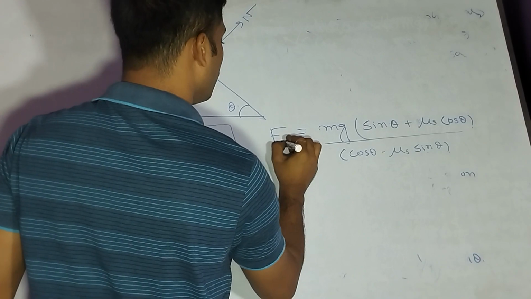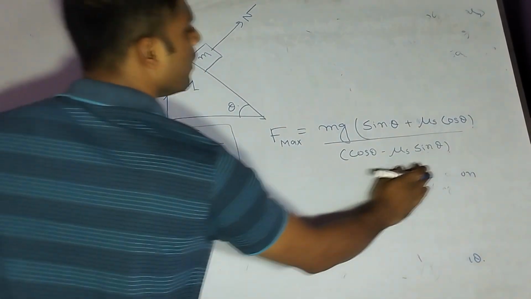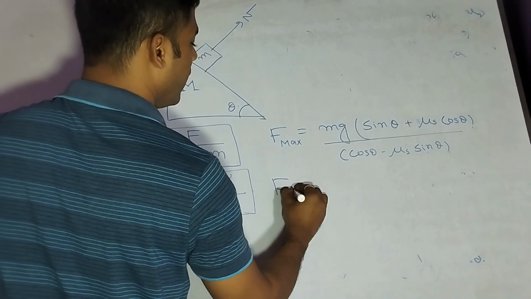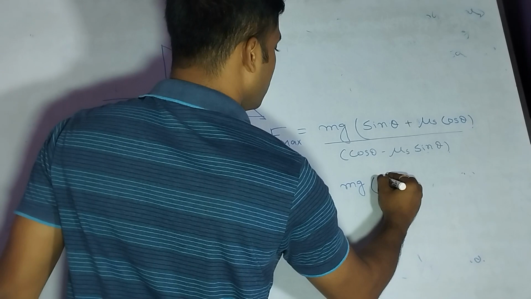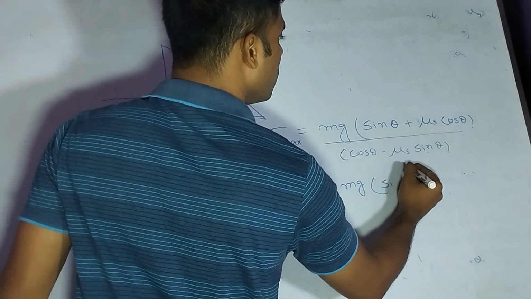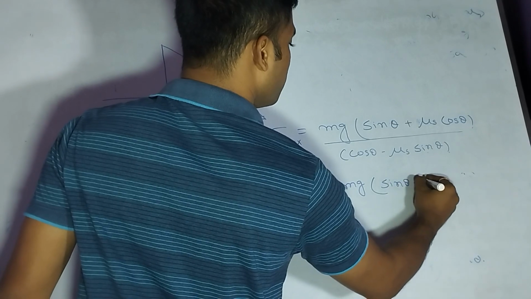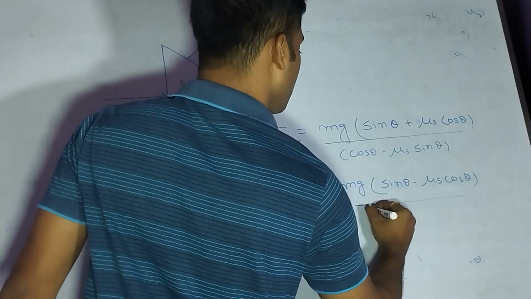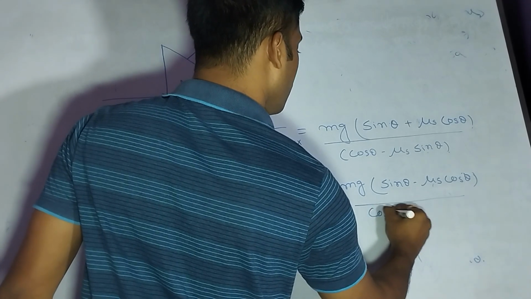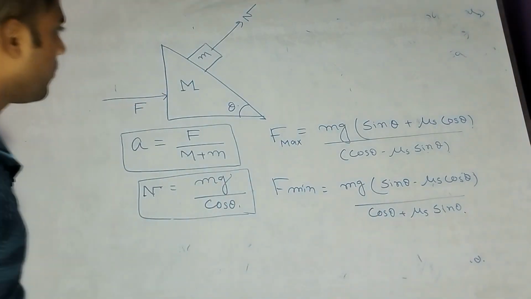This is the maximum force value, F max, in this equation. Next, also calculate the F minimum value: mg sin theta minus mu s cos theta, divided by cos theta plus mu s sin theta. These are the two equations in this diagram.